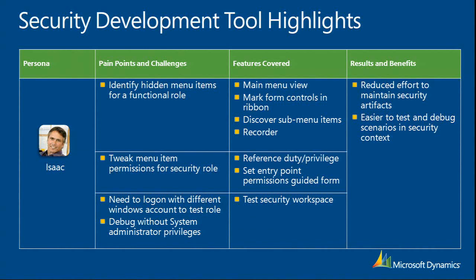Another pain point was if you had to tweak the menu item permissions on the role because there are multiple duties and such. The features that this tool delivers to mitigate this pain point are reference duty and the set entry point permissions guided form. Another pain point was that as a developer, to test a role, you actually had to use a different Windows account to test a role. Usually developers would use the run as function.